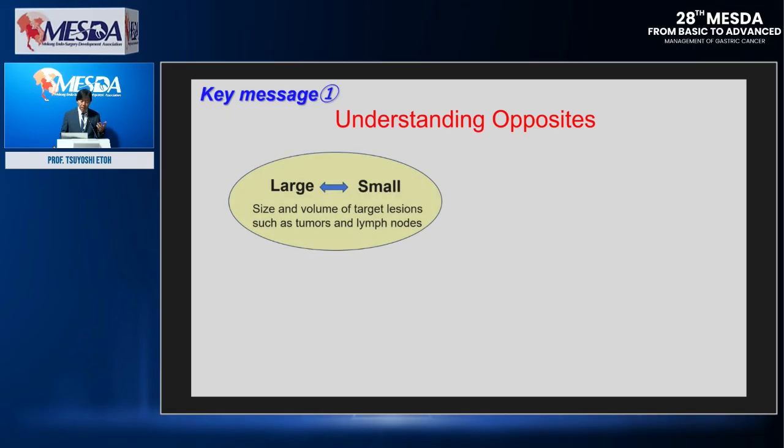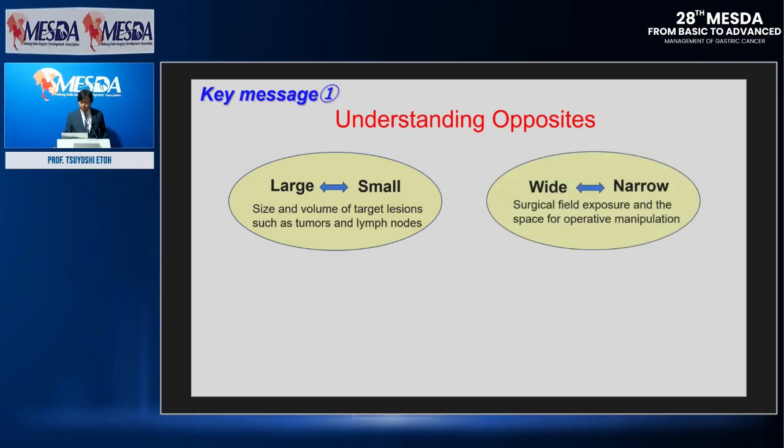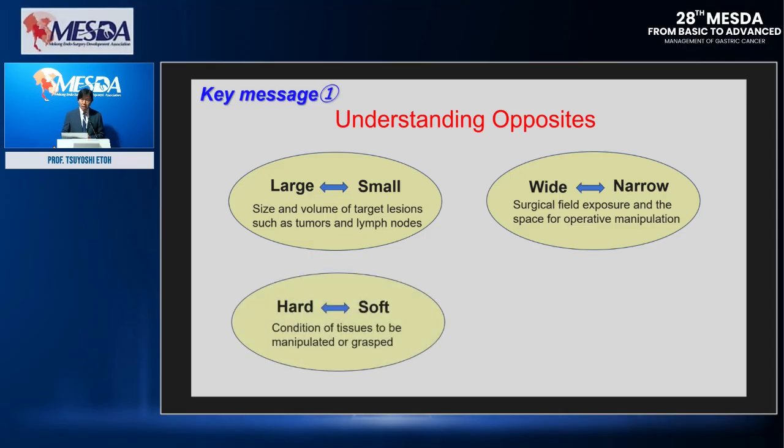For example, the tumor: large or small. The size and the volume of a target region, such as the tumor and lymph nodes. So understanding is very important. Next, wide and narrow space. We have to make the surgical field exposure and the space for operative manipulation for surgical safety. The third is hard or soft. We have to make sure of the condition of the tissue to be manipulated or grafts.